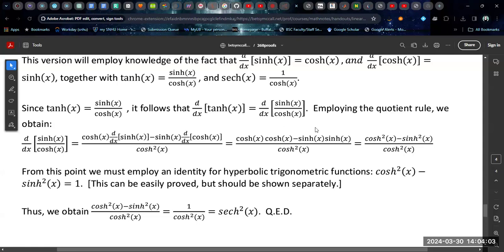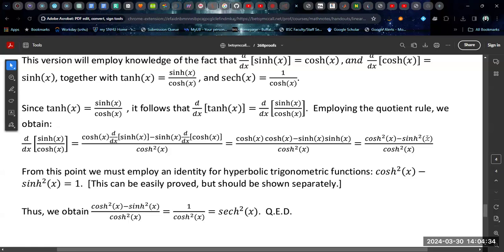Here, we're going to take the derivative, again, using our hyperbolic sine over cosine. We're going to employ the quotient rule. So the bottom times the derivative of the top minus the top times the derivative of the bottom. This derivative becomes hyperbolic cosine. This derivative becomes hyperbolic sine. Our denominator is cosine squared. And then we get hyperbolic cosine squared minus hyperbolic sine squared.